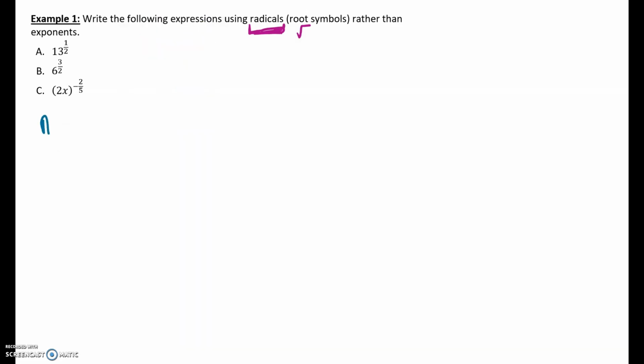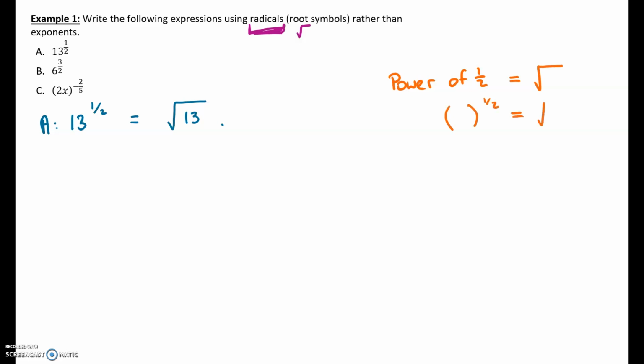So A is 13 to the power of 1/2. Well, if you've read the notes, you'll know that a power of 1/2 is just equal to the square root. Okay, so 13 to the power of 1/2 is simply the square root of 13. And that's the first one done. It depends on this idea that the power of 1/2 is the same as writing the square root. Anything to the power of 1/2 is the same as writing the square root of that thing. So 13 to the power of 1/2 is the square root of 13. First one done.